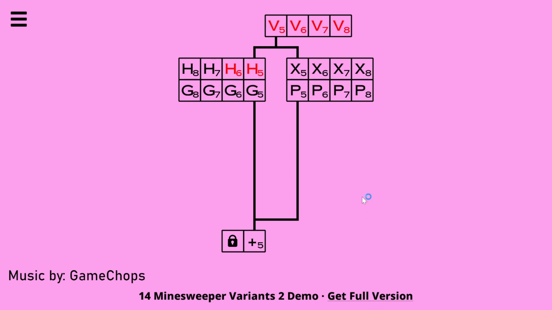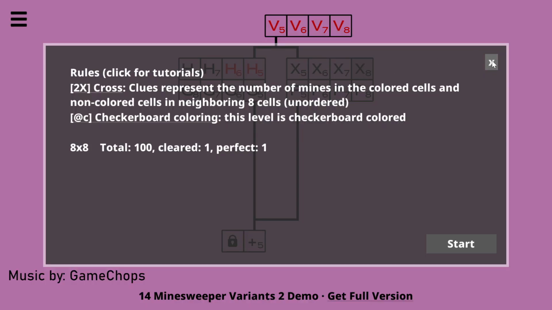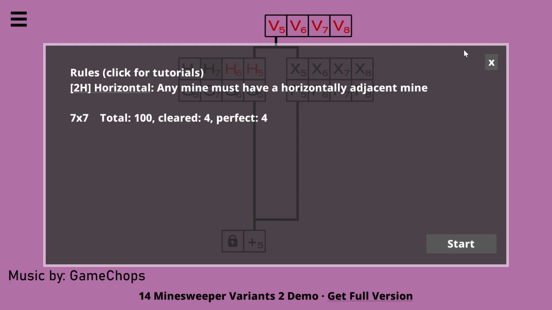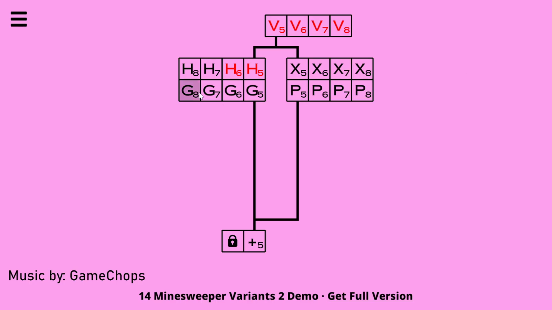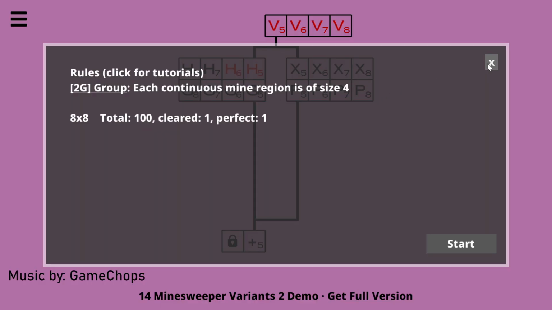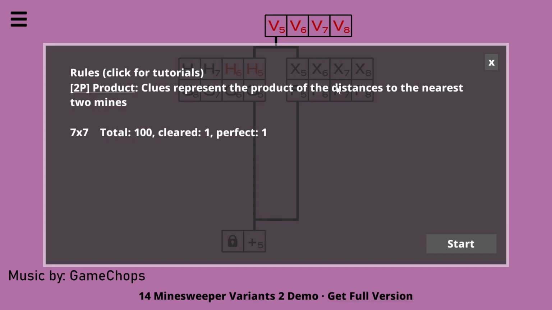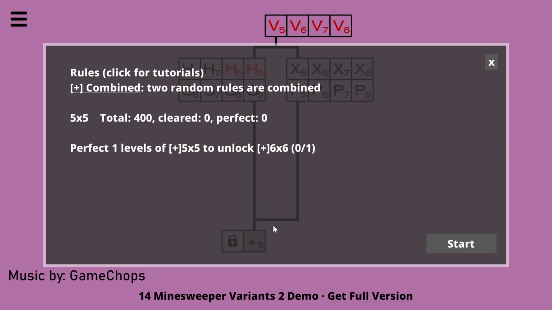We're finally done with, well, almost. We're done with all of these variants here. We have horizontal, where mines must have horizontal partners. Cross, which means that clues indicate the number of mines either orthogonally adjacent or diagonally adjacent to them. Group, which means every mine region is of size 4. And product, which means clues represent the product of distances to the nearest two mines. So it's time to find out how combining variants will work.